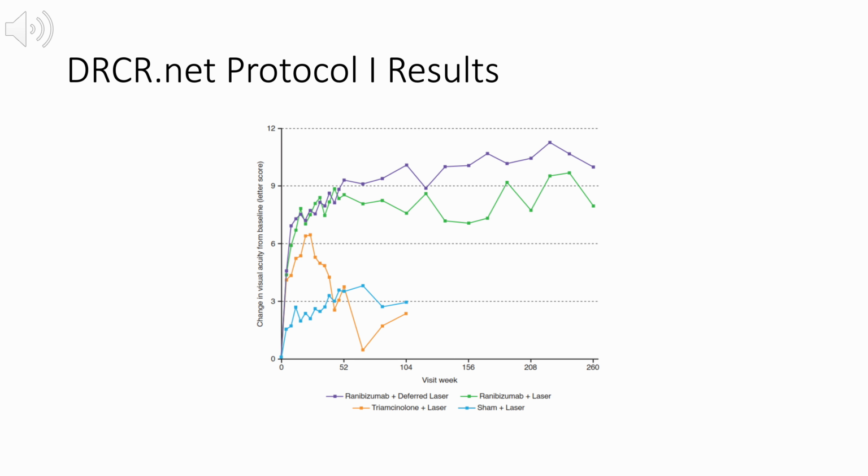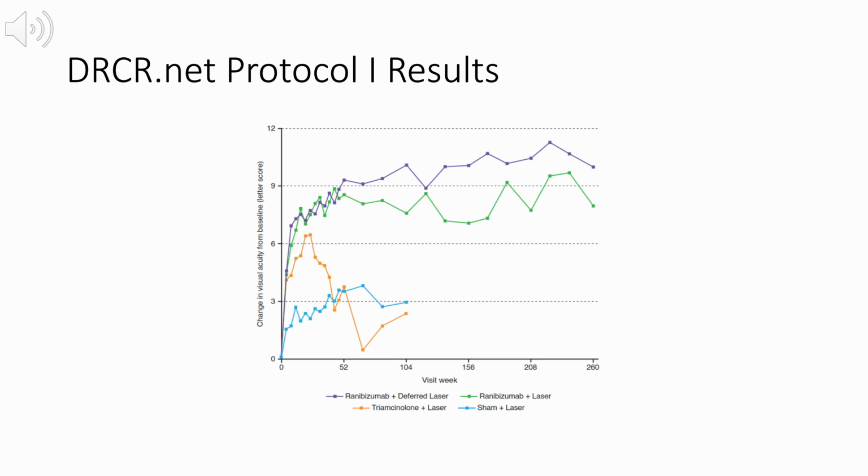The sham plus prompt laser curve rises much more modestly and settles well below the ranibizumab curves, reflecting the approximately 3 letter gain. The triamcinolone plus prompt laser curve shows an initial rise followed by a relative decline, ending below the ranibizumab arms. That trajectory of the steroid arm is worth noting, an early response that is not sustained, and it foreshadows the discussion of why corticosteroids are considered second-line therapy.